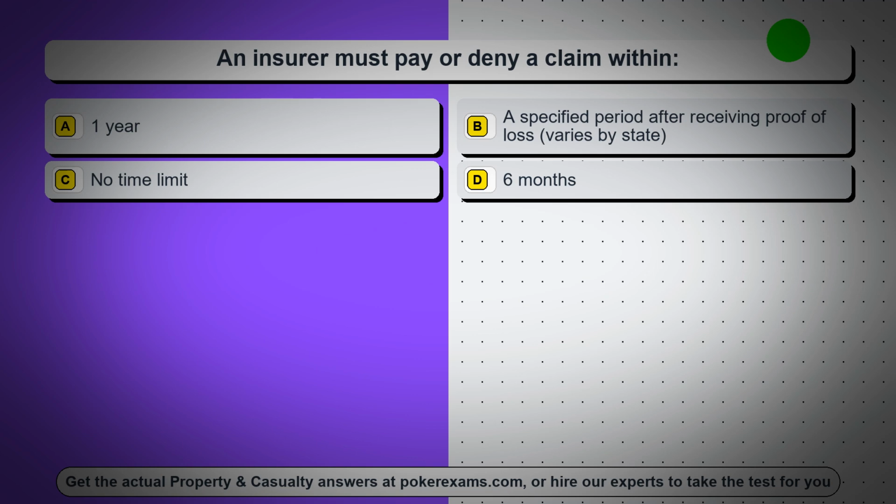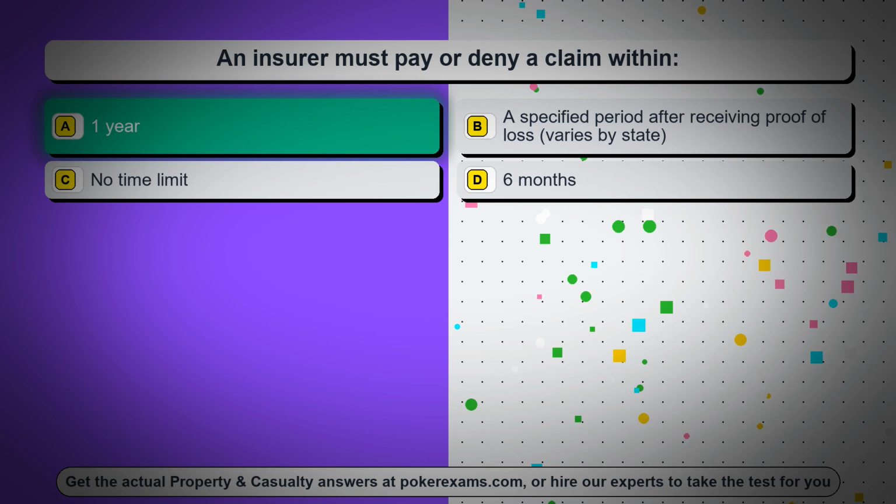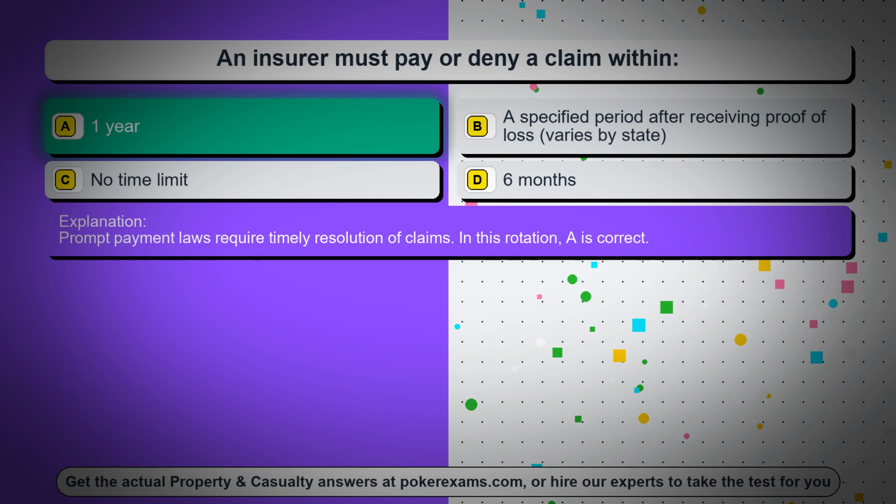Question 61. An insurer must pay or deny a claim within: Option A, 1 year. Option B, a specified period after receiving proof of loss, varies by state. Option C, no time limit. Option D, 6 months. The correct answer is option A, 1 year. Prompt payment laws require timely resolution of claims. In this rotation, A is correct.